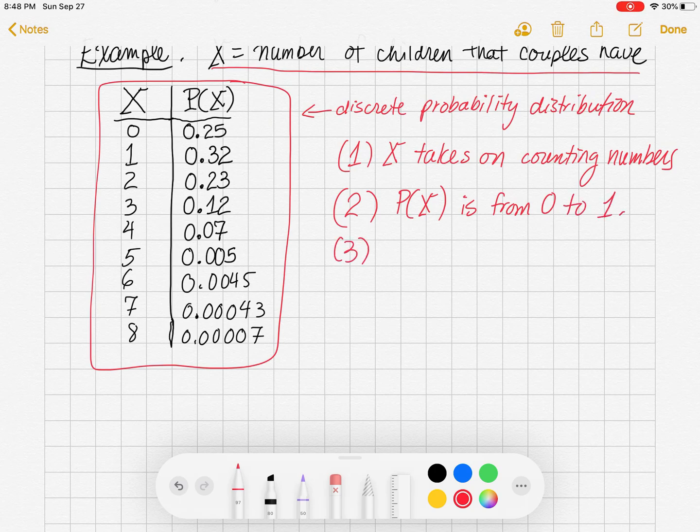It's an important fact. And number three, if you were to add up this p of x column right here, if you add up these numbers carefully, you're going to get exactly 1.00000. In other words, 1. So the probability should add up to 1, right, which is 100%. That's the maximum probability you could ever have for any type of event, would be 100%.